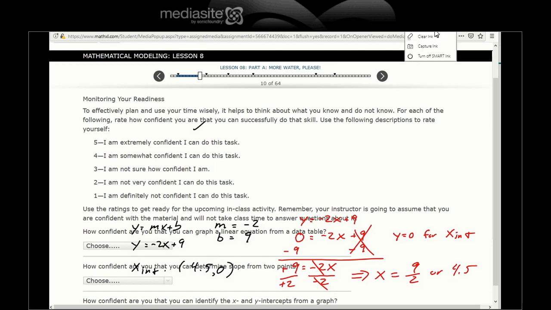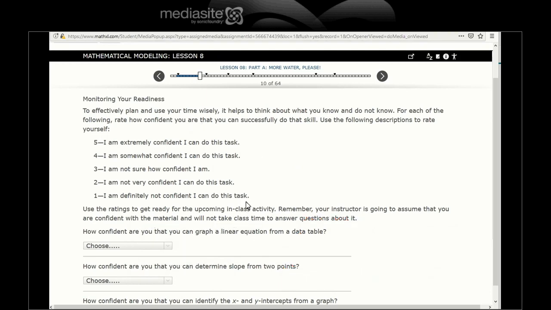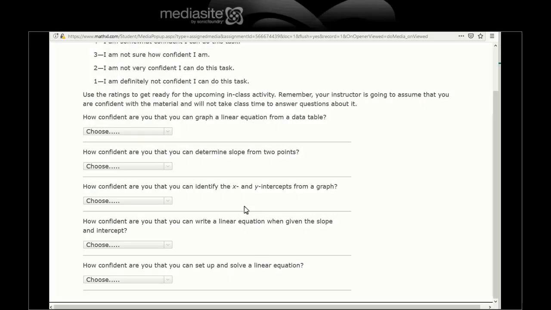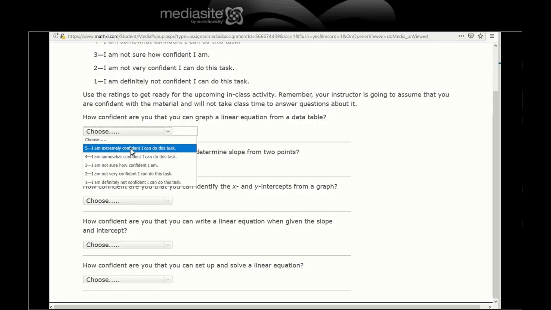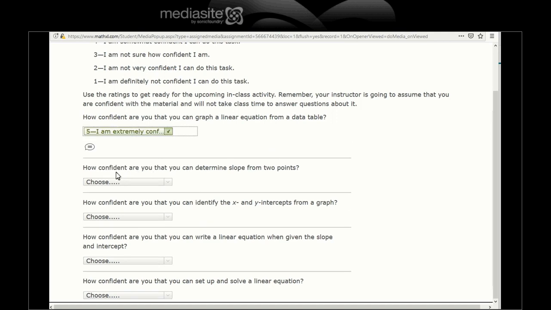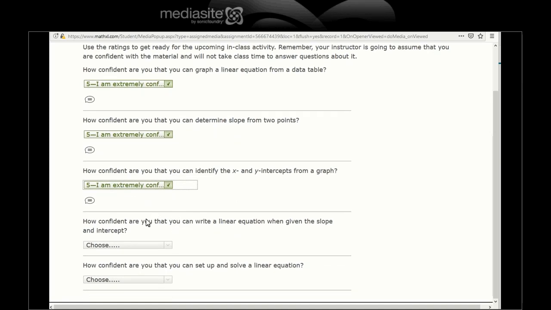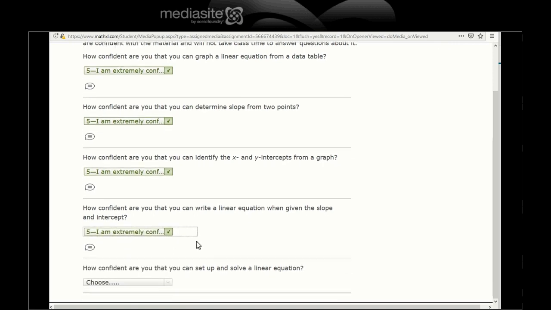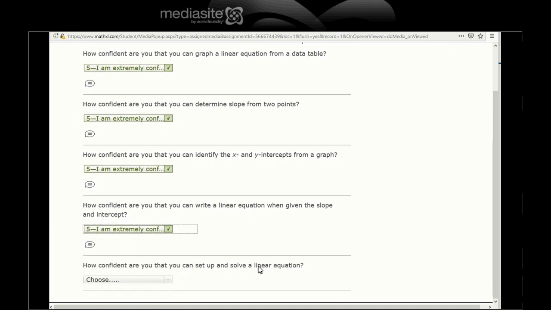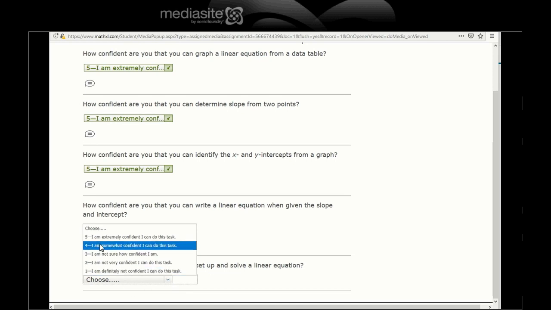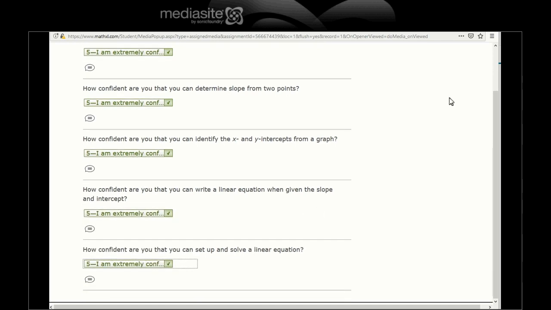All right. So let's see. How confident are you that you can graph a linear equation from a data table? I think we did it pretty well. How confident are you that you can determine slope from 2 points? I think we did it pretty well. How confident are you that you can identify the x and y intercepts? Pretty good. How confident are you that you can write a linear equation? That's pretty good. How confident are you that you can set up and solve a linear equation? That's pretty good.